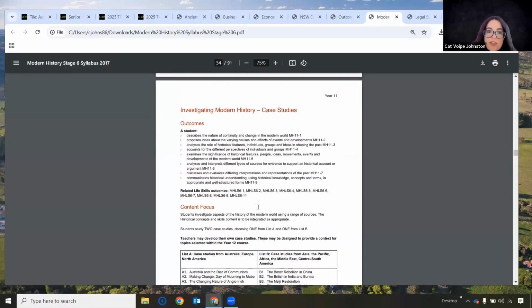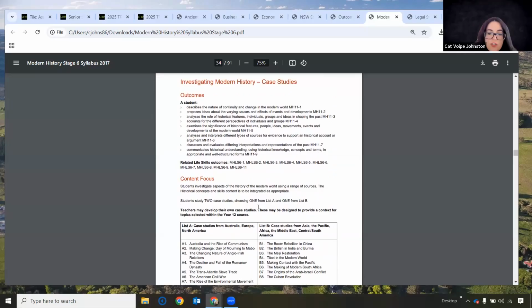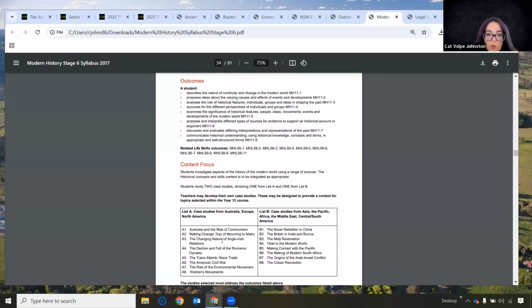Going down to the actual case studies, now this is another option too. Remember that you have to choose one from list A, one from list B when you are teaching modern history. No matter which case studies you choose, these outcomes are related to those case studies. So if you look at the transatlantic slave trade, you are teaching to these outcomes. Or if you are looking at the British in India and Burma, you are teaching these outcomes. They're all related. This is another way that you could design your learning sequence.